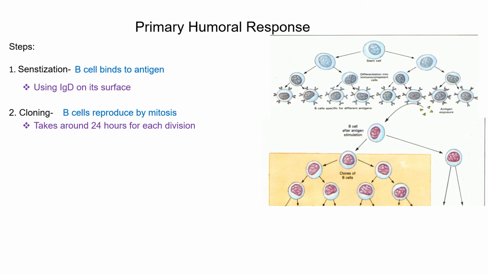Now, unlike what many of you think, we don't need billions of B cells to respond to a disease. What we need is about 8 to 10. To get that many though, one cell going into 2 is going to take 24 hours. 2 cells going into 4 is going to take 48 hours. 4 cells going into 8 is going to take 72 hours. So it's going to take about 3 days to get enough cells to respond.